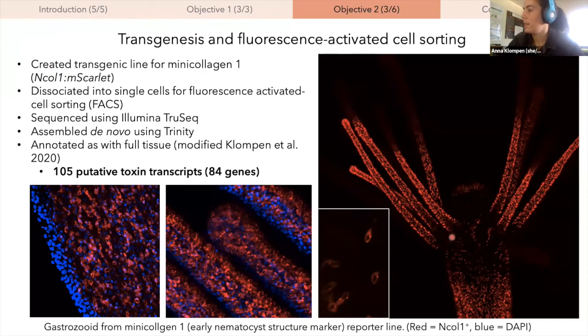And what you're seeing here is the feeding polyp, and this is part of the body column here, and right up here is actually the mouth. The bit of red you're seeing here is from stinging cells that have migrated up to the mouth. And the stinging cells develop in the body column of these feeding polyps as well.